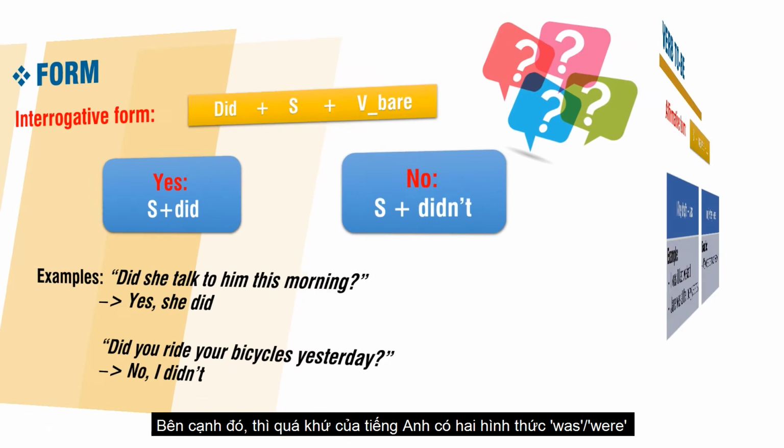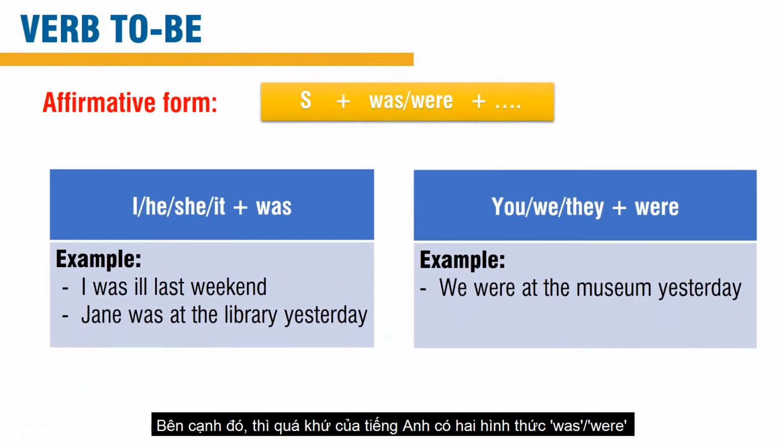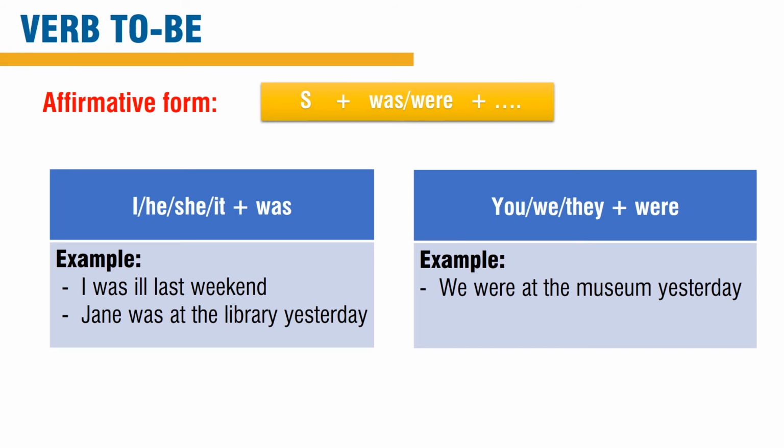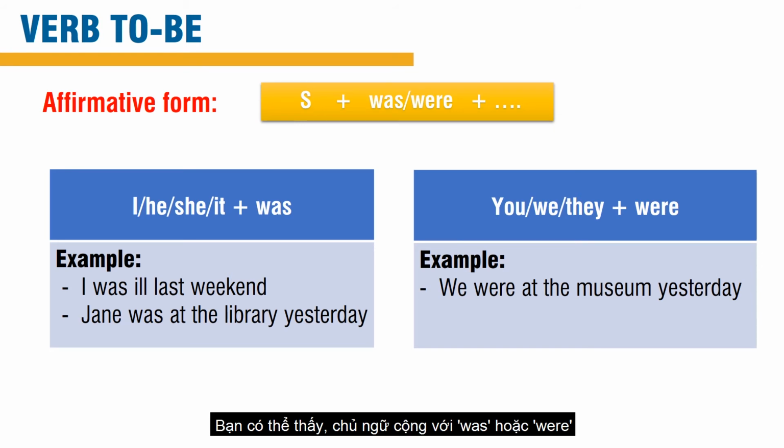Besides, the past simple tense of to be in English has two forms, was and were. You can see subject plus was or were. We have I, he, she, it go with was, and you, we, they go with were. Examples: I was ill last weekend. James was at the library yesterday.